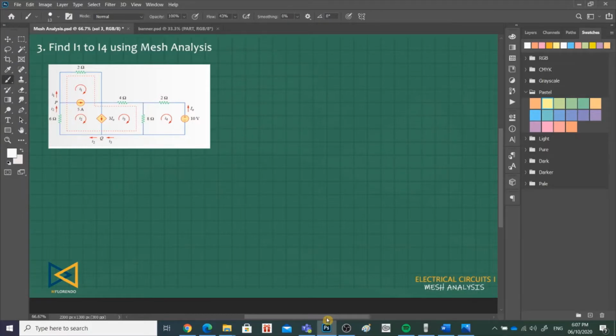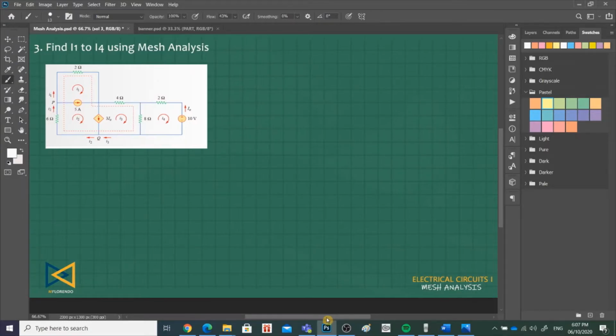Let us try to solve problem number 3 under case 2 of mesh analysis with current sources, wherein the current source is located between two meshes. So we have here a circuit with two current sources between meshes. We have a 5 ampere source and a dependent current source 3 I sub O, and another source, a 10 volt voltage source. We are asked to find I sub 1, I sub 2, I sub 3, and I sub 4. So these are all loop currents.